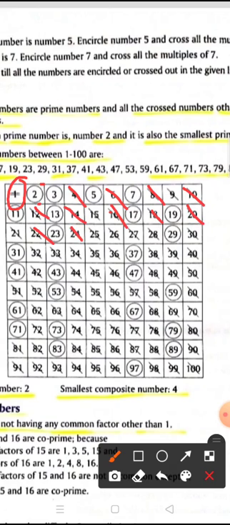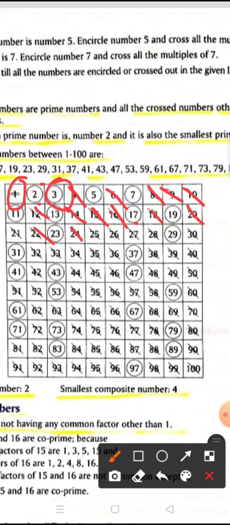Okay, now take the 3. 3 is a prime number because it doesn't come in any table. Now cut all the numbers which come in the table of 3. 3 2s are 6, it's already cut. 3 3s are 9, 3 4s are 12, it is already cut. 3 5s are 15. Like this you have to cut by every number.